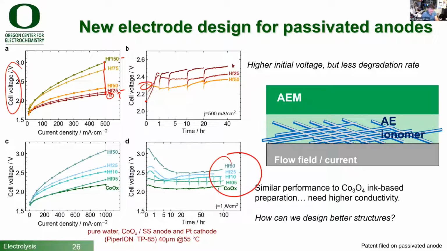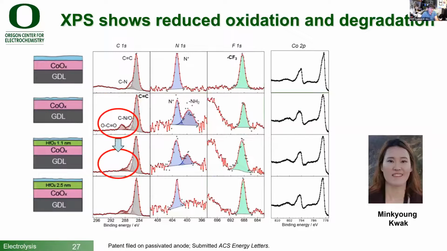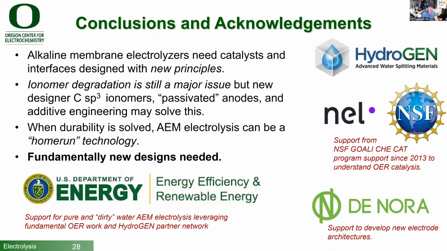Same thing for the cobalt oxide. Again, you see substantially stabilized performance when you use thin layers of hafnium. And here's the XPS evidence. You see much reduced oxidation when you have this hafnium layer over the cobalt oxide, as opposed to direct contact between the cobalt oxide and the ionomer. So we're excited about this approach. We're targeting many different approaches to stabilize these reactive interfaces, which we think are really central to making high-performance electrolyzers.